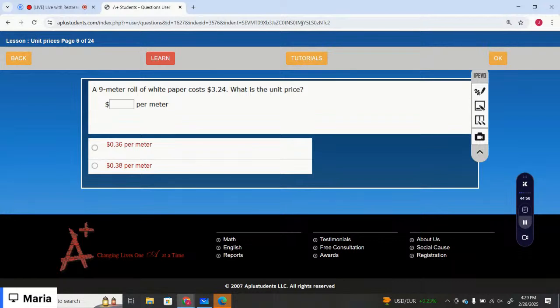A 9-meter roll of wallpaper costs $3.24. What is the unit price? 3.24 divided by 9, that is 0.36 per meter. Option number 1 is the correct option. Okay, you can complete the lesson by yourself later today. Let me just move on to the next lesson.